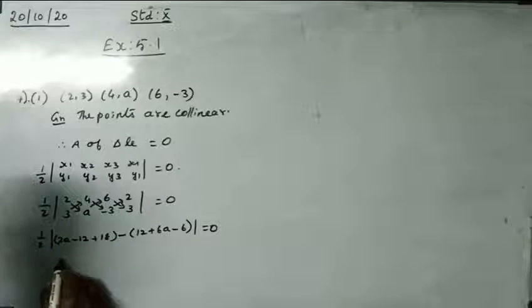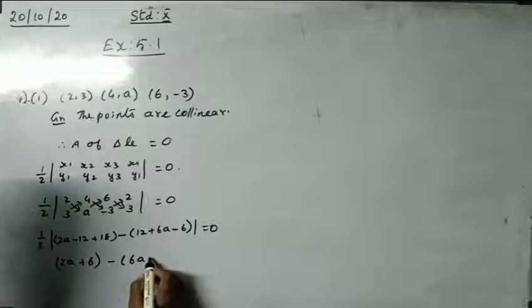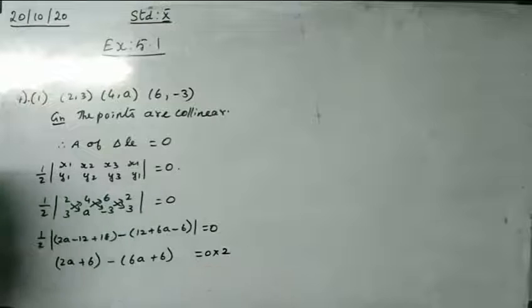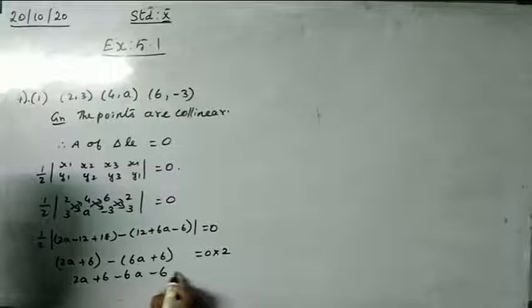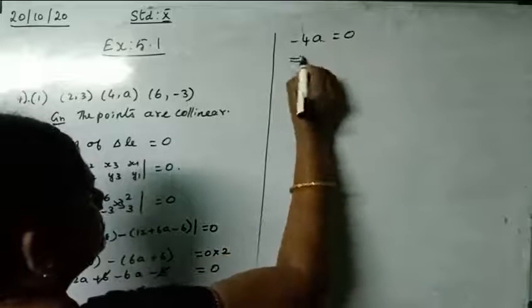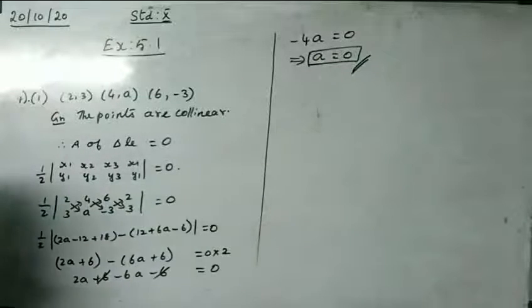Here you solve this: 2A, 18 minus 12 is plus 6. Remove the modulus, minus 6A, 12 minus 6 is 6, equal to 0 into 2 is 0. Now remove the bracket and write 2A plus 6 minus 6A minus 6 equal to 0. Here plus 6 and minus 6 is 0. 2A minus 6A is minus 4A equal to 0, which implies A equal to 0 is the answer. Now second subdivision.